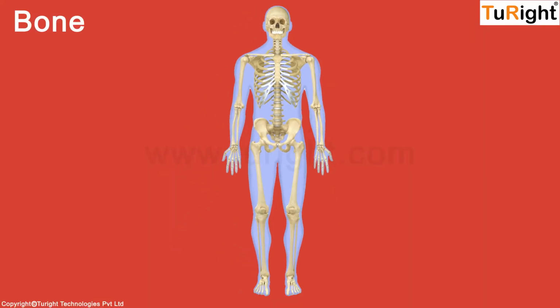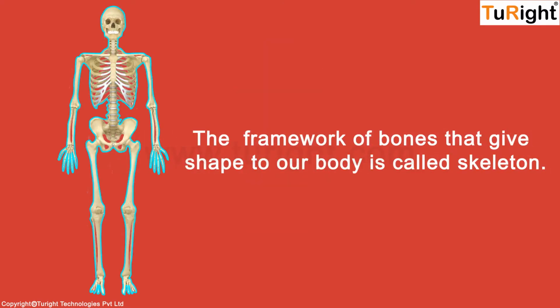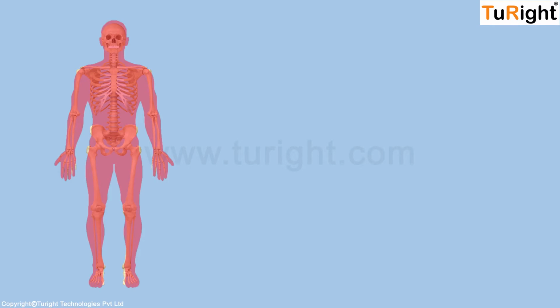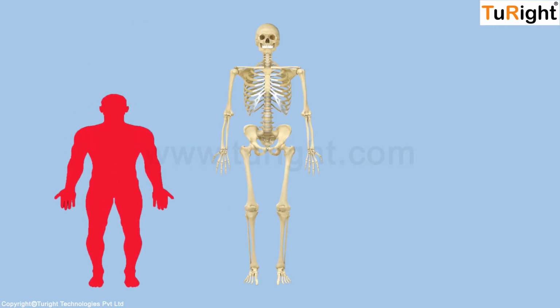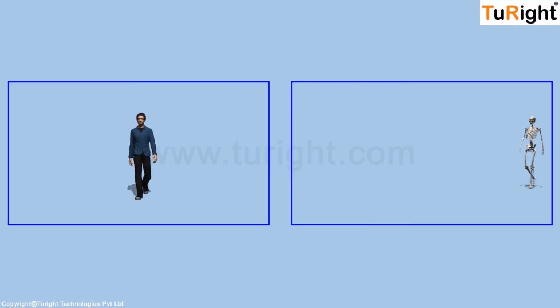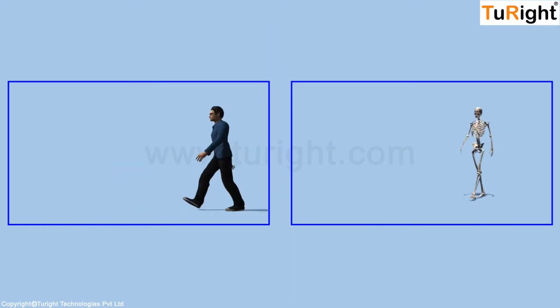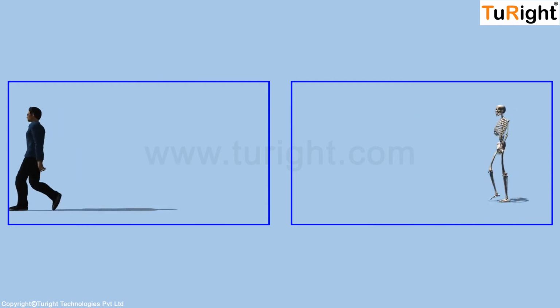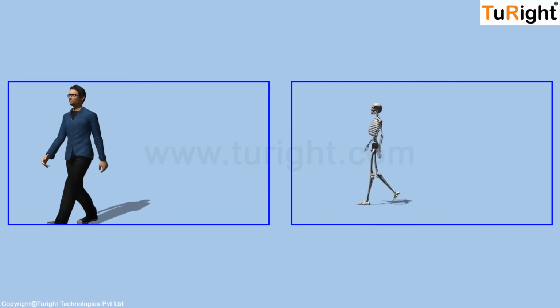The human body is made up of a number of bones. Together these bones form a framework that gives shape to our body. This framework is the skeleton. A body without a skeleton would appear like jelly that has no shape of its own. Not only does the skeleton give shape and support, it also helps in the movement of various parts of the body.